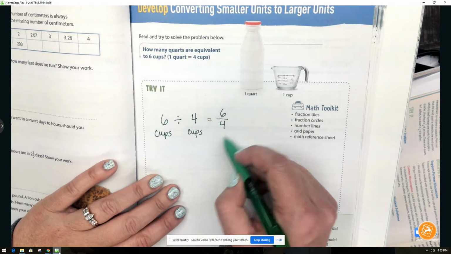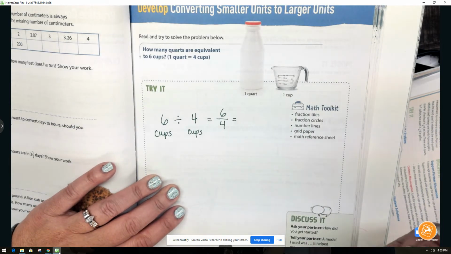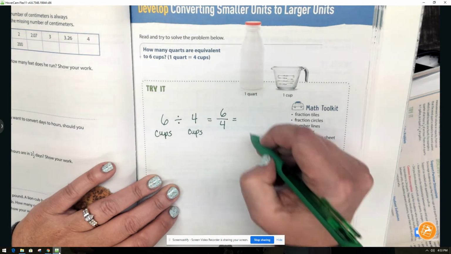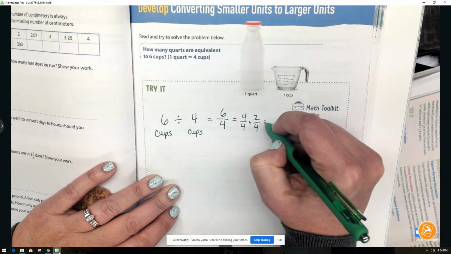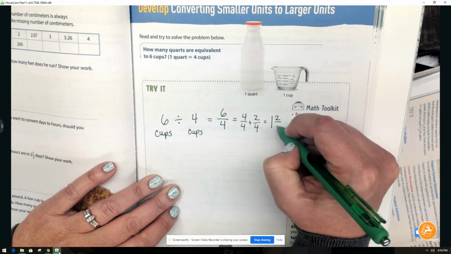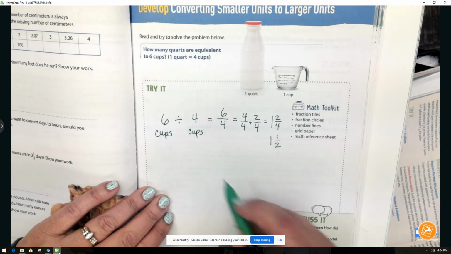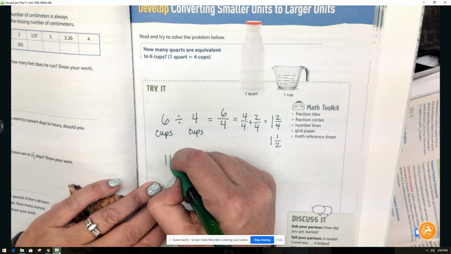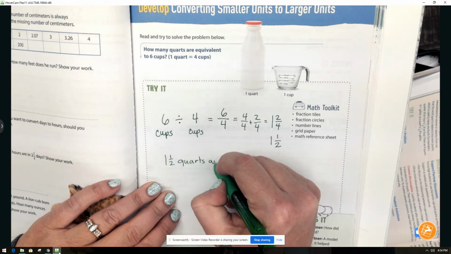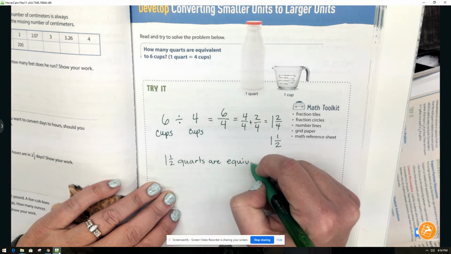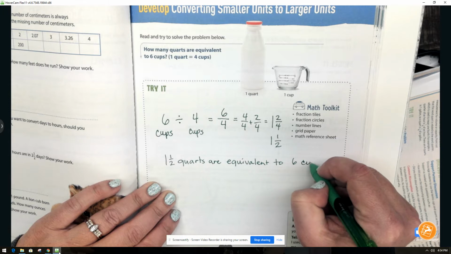So now we need to take this improper fraction and change it into a mixed number. So 6/4 is the same as 4/4 plus 2/4. So we know that that equals 1 and 2/4, or we could reduce it to 1 and 1/2. So we would say 1 and 1/2 quarts are equivalent to 6 cups.